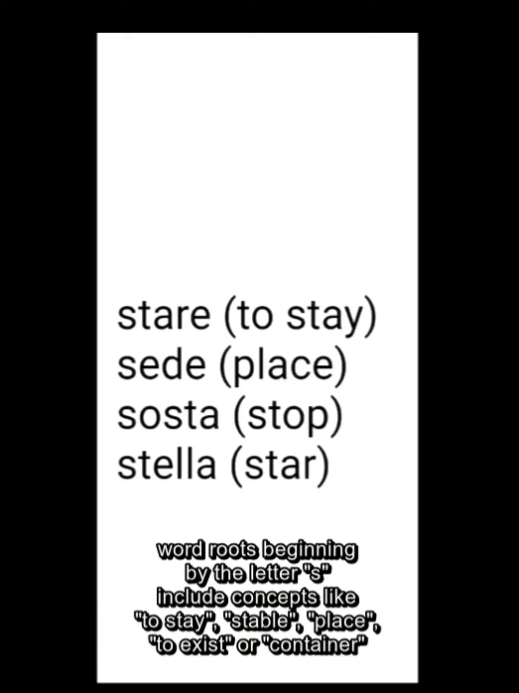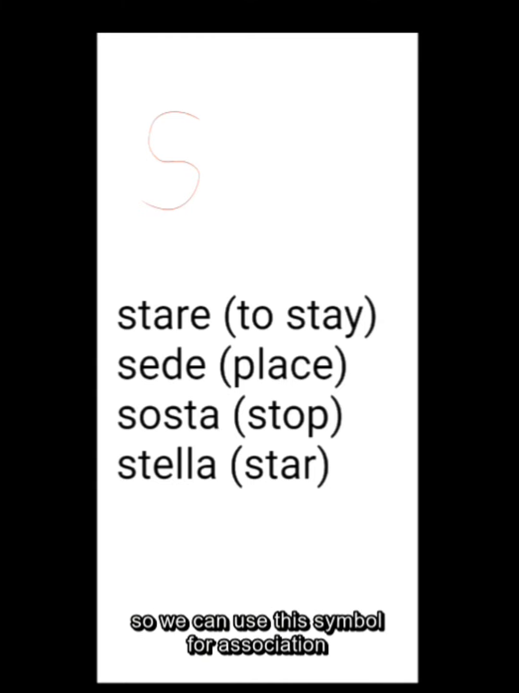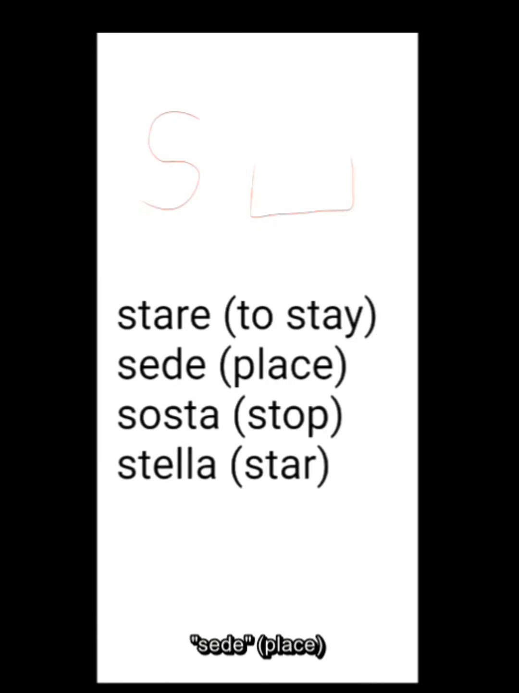Word roots beginning by the letter S include concepts like to stay, stable, a place, to exist, or a container. So we can use this symbol. Some examples are words like stare, to stay, sede, place, sosta, stop, and stella, star.